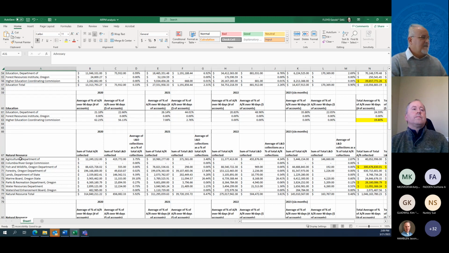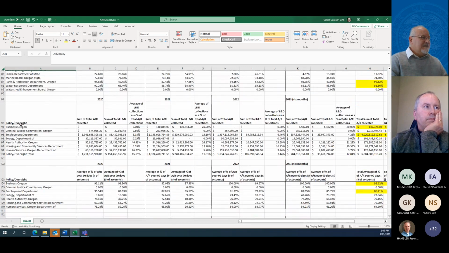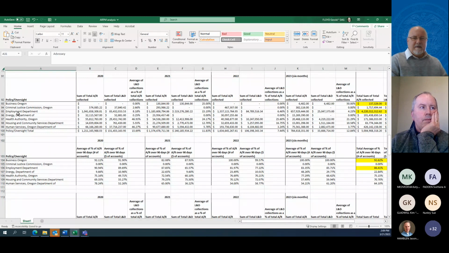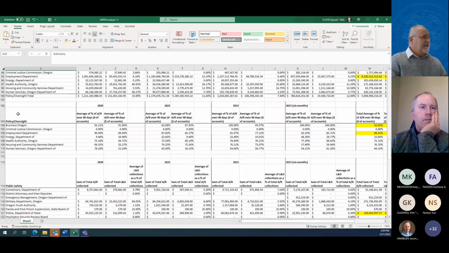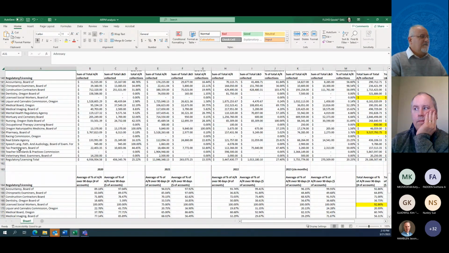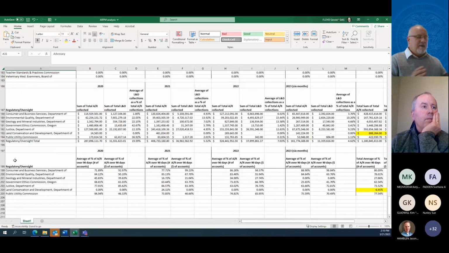Natural resources, that was a budget designation, so very appropriate to carry that forward. Policy oversight, agencies that have a role in establishing policy. Public safety, regulatory and licensing versus regulatory oversight. We broke those two up because, from what we were seeing, not every agency is truly a licensing agency. And again, I may have made some mistakes.